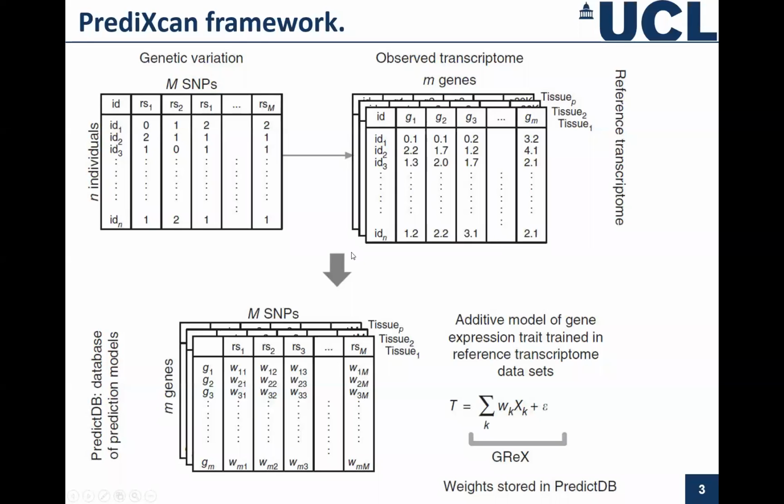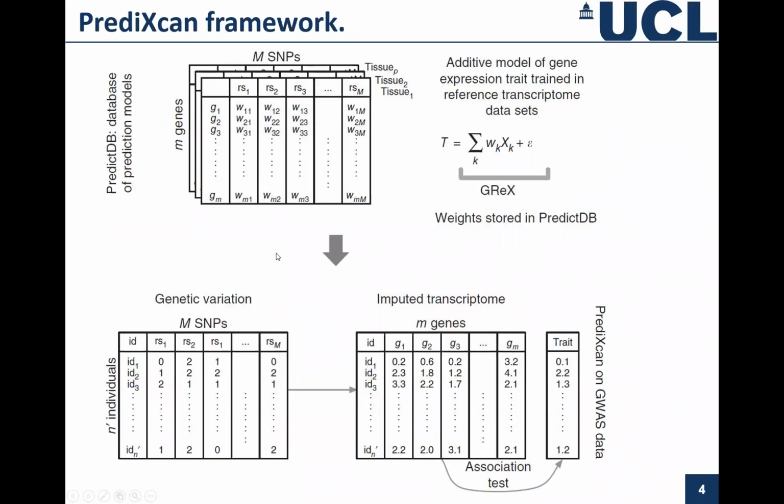And with that, we predict models for gene expression, in the sense of weights for all the SNPs for every gene. And then with this matrix of weights per SNP and gene, we can go to our data set, which should be genotyped or imputed for the same SNPs, and impute the transcriptome. And then together with the phenotype vector, calculate gene-based association tests.